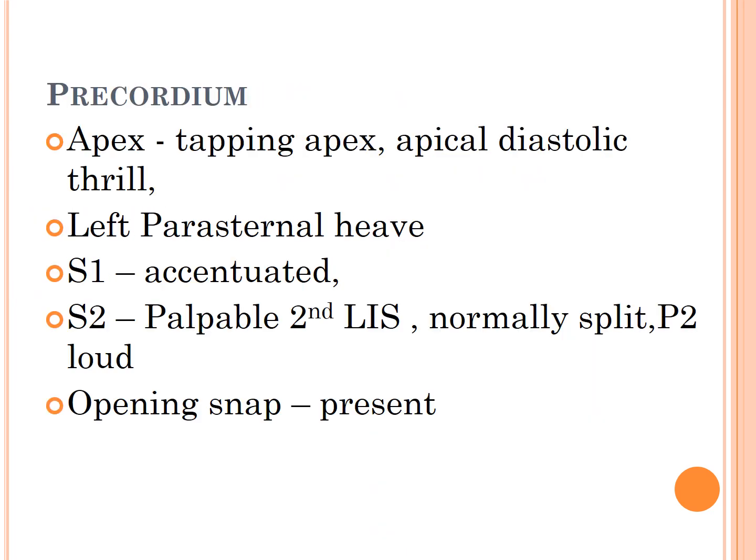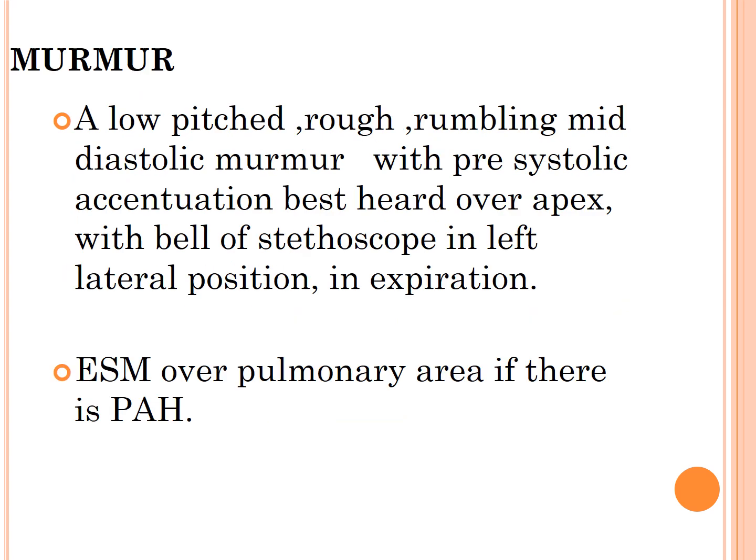volume pulse. On examination of the precordium, the apex is tapping, an apical diastolic thrill is present, and a left parasternal heave is present. S1, the first heart sound, is accentuated. In the second heart sound, there is a palpable P2 at the second left intercostal space. It is normally split and the P2 component is loud. Opening snap is present.